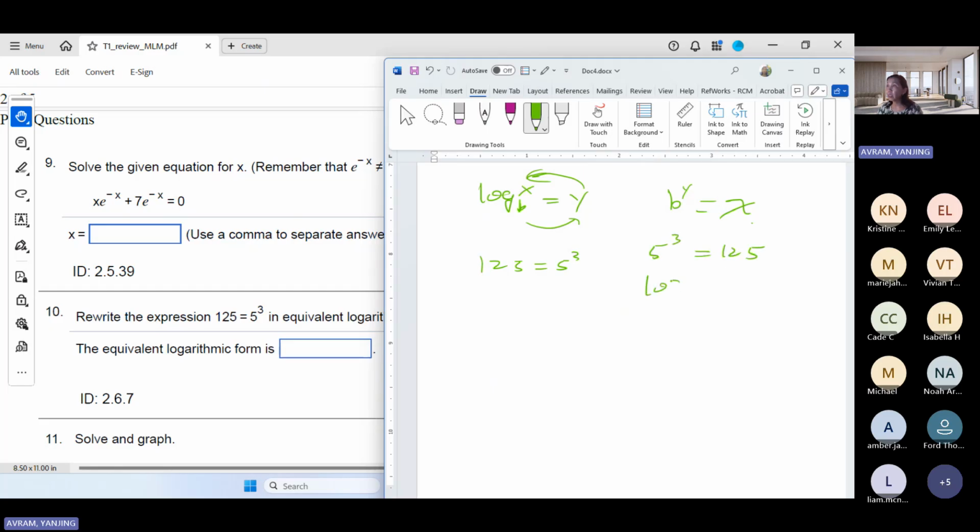And then the base stays the same. So this 5 is going to be the base, base raised to the power of 3 equal to 125. So that's how you write it, that's how you convert. After you convert, you can write this one back in exponential form to see if you can get the same answer.